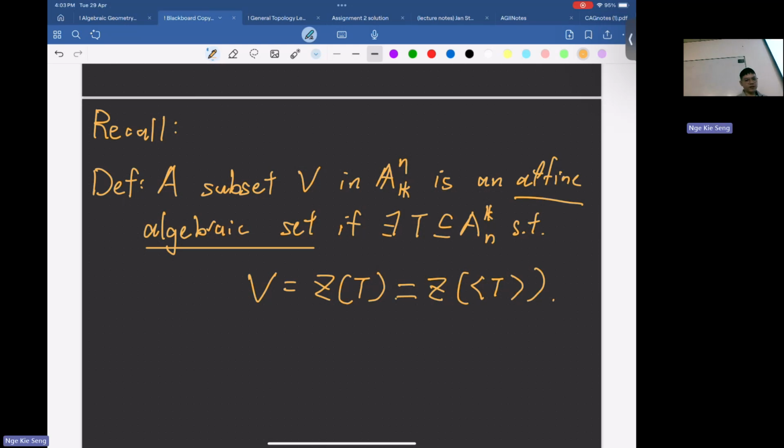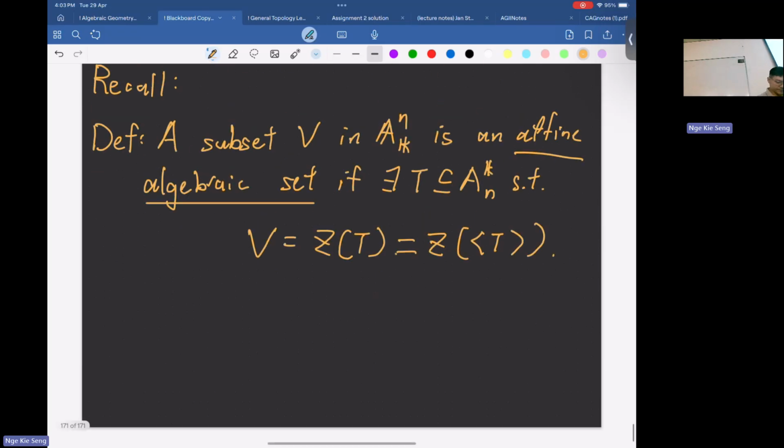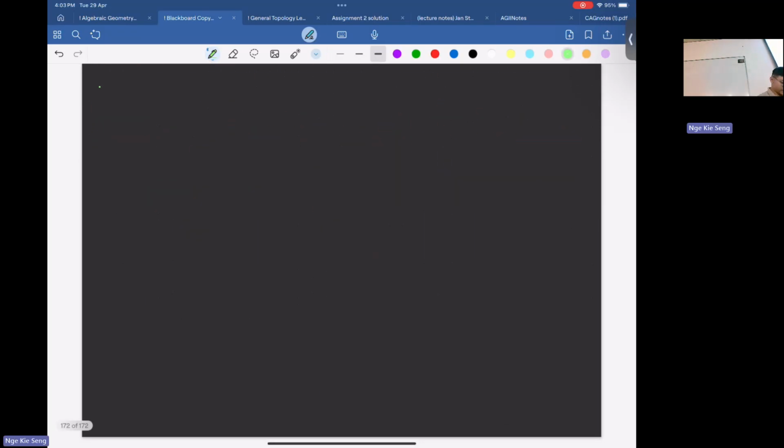Okay, let's see some non-examples of algebraic sets. Starting from now, I will try to write less, draw more, and list more points, because there are too many little things to write. We don't want to put too much detail on them, but we will provide it in the lecture notes.